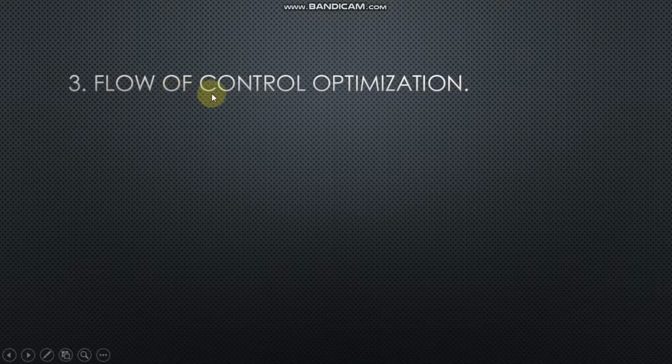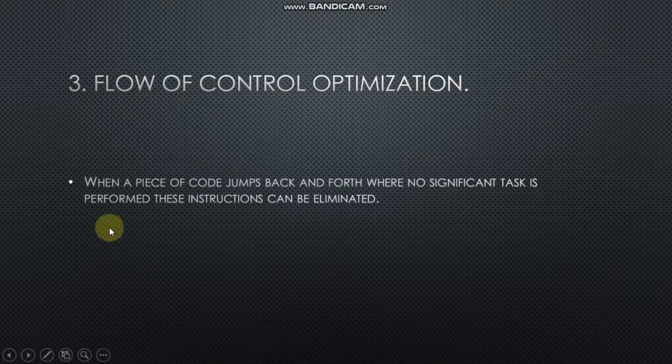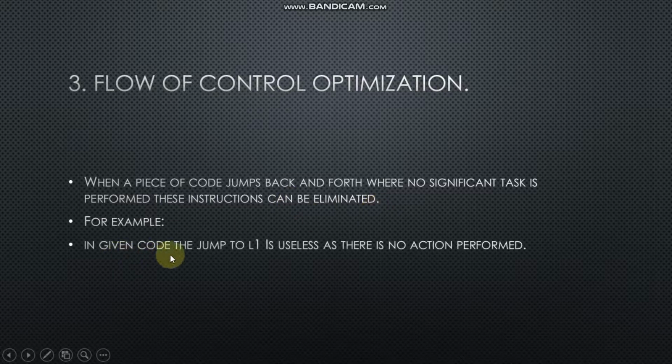Third technique is flow of control optimization. When a piece of code jumps back and forth where no significant task is performed, these instructions can be eliminated. For example, in the given code, that is move R1 to R2, go to label 1. Label 1 gives the instruction go to label 2. I've named the labels L1 and L2.